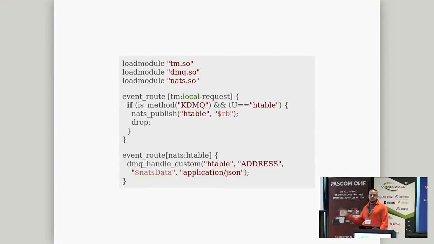Is it presence or user location? The way is the same, always. You only need the two routes, that's it. Just enable DMQ for your model.